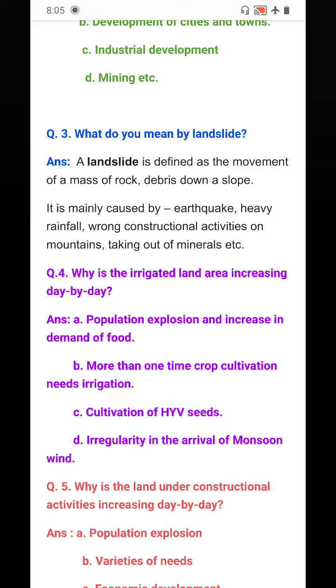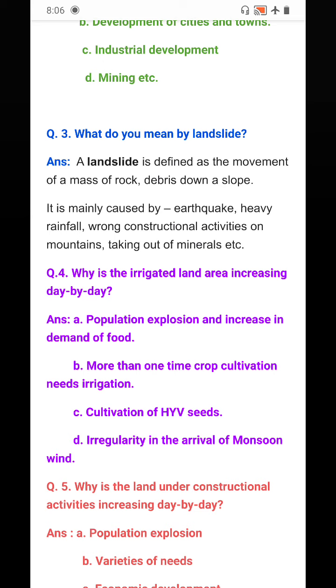We have to do crop cultivation more than one time, and when we want to do more than one time crop cultivation, we need rain water plus the irrigation facility, because in our country the rainy season is confined to 3 or 4 months. It starts from the middle of June and goes up to a maximum of the middle of September. That means in these months we are getting rainfall, but other months remain dry, and at that time if we want to do crop cultivation we need the irrigation facility.